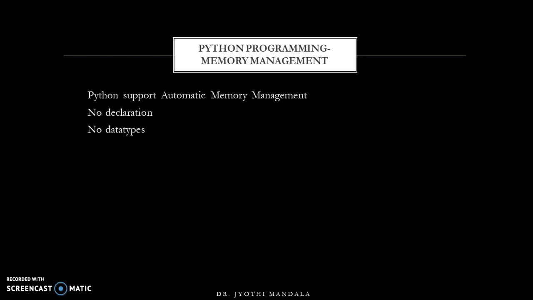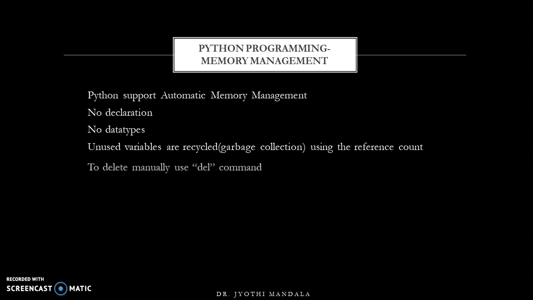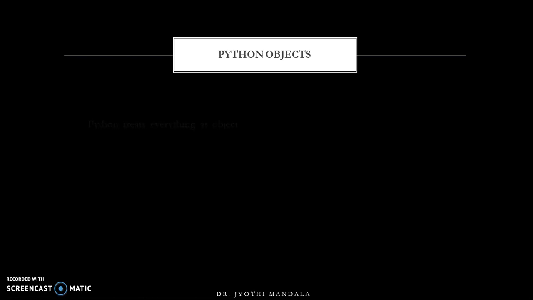That means Python supports automatic memory management, so there will not be any burden on the programmer about memory management. Now, whenever there are unused variables, those will be recycled automatically by using the reference count, which is called garbage collection. This will be done automatically by Python. But whenever you want to delete any variable manually, forcibly, then you need to use the del command. Right?